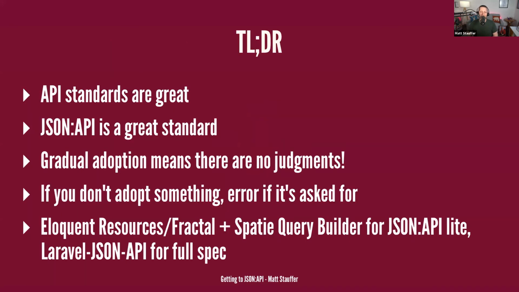So TLDR of this talk, and this is probably not the perfect TLDR, but that's fine. API standards are great. JSON API is a great standard. It's one of the only standards, to be honest. Gradual adoption means there's no judgments. I'm not going to be looking at your APIs and saying, oh, you didn't add hypermedia, therefore you're not a real programmer. And if you don't adopt something in the JSON API standard, just give an error if it's asked for. And I would say API light, you're going to use either Eloquent Resources or Fractal together with Spatie Query Builder. And if you want to do full JSON API, I would recommend working with the Laravel JSON API package.